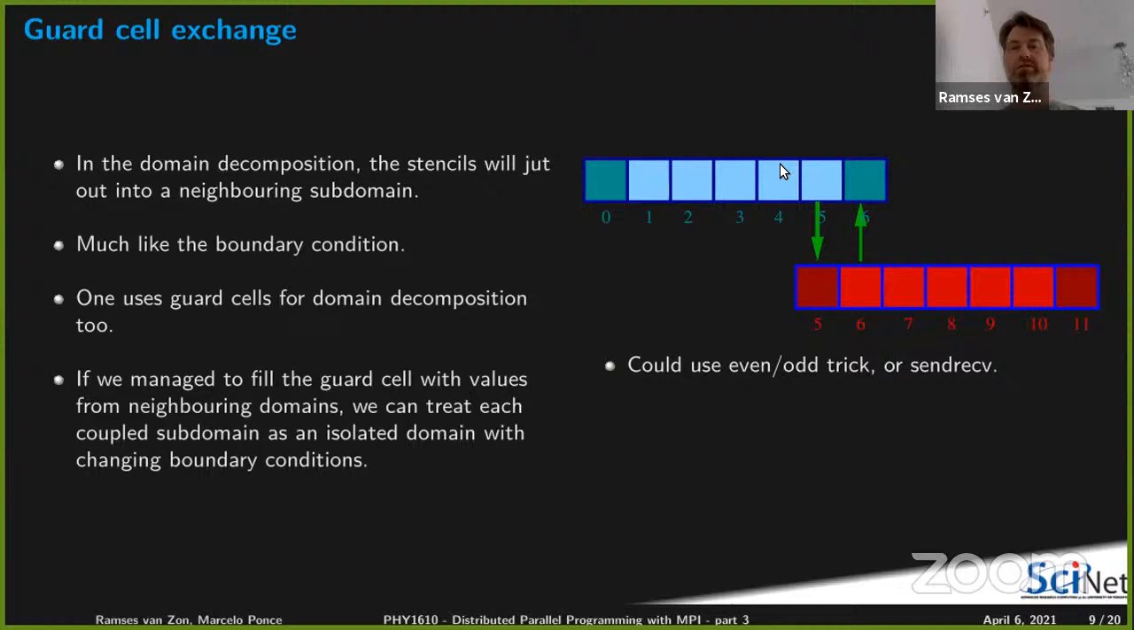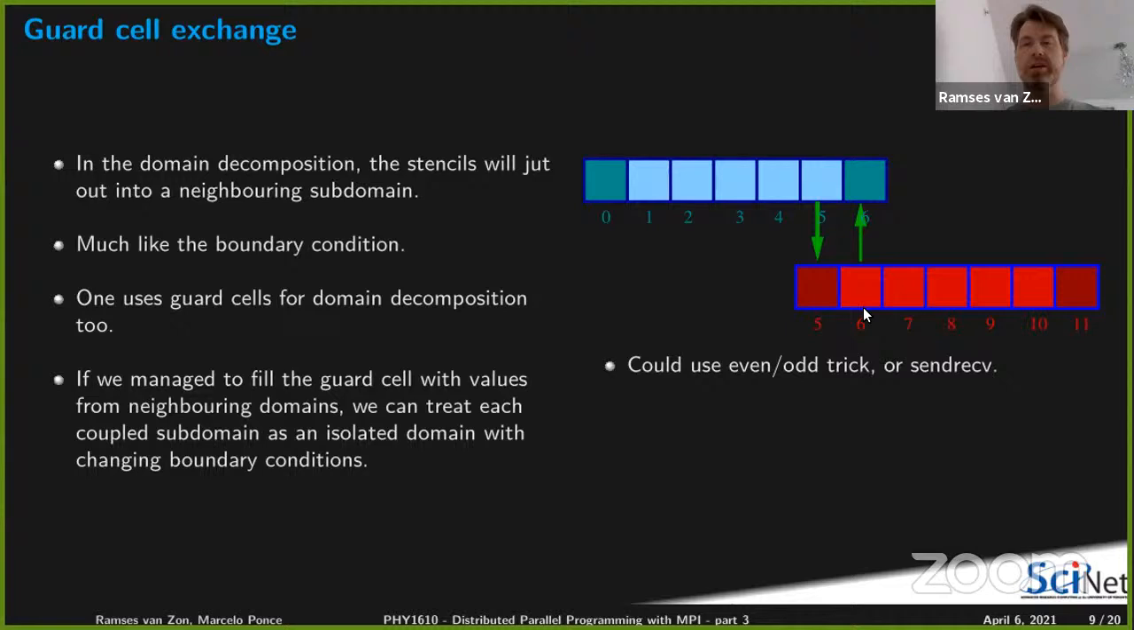Here I mentioned that the domain was 10 cells big. The fifth cell here, which is owned by process zero, will need the cell that is index six here in process one. So process one has to send this cell six to process zero somehow. It's not necessarily so that process zero considers this six, it probably considers it one, but that's sort of a bookkeeping issue.